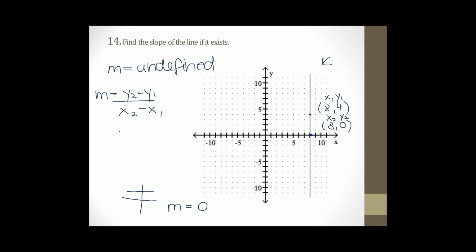And if you plug this into the formula, y2 in this case is 0 minus y1, which is 4, and then x2 is 8 minus 8. So on top we get a negative 4, and in the bottom we get 0. In math, when you are dividing by 0, this is undefined, because there is no way you could do the reverse, multiply these numbers together and get back a negative 4. So it's undefined. Vertical lines are undefined, and horizontal lines are 0.